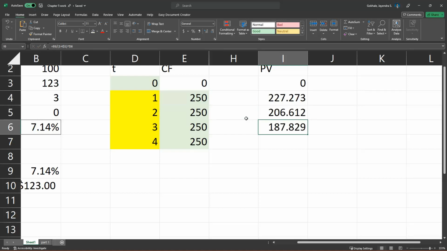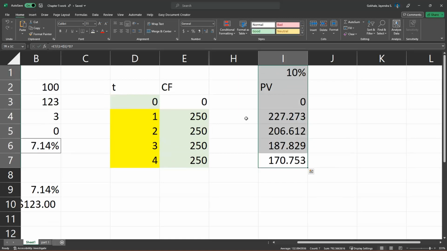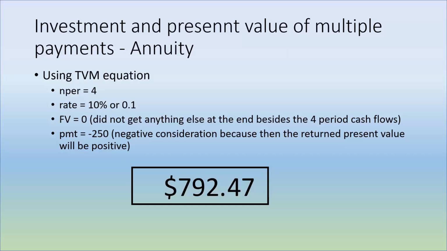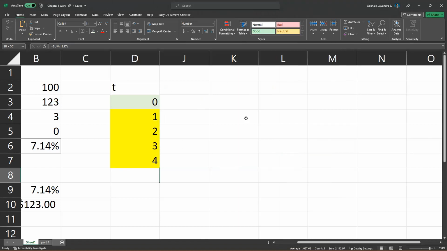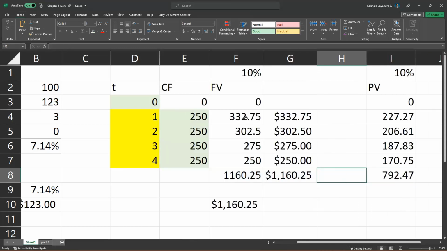250 divided by 1.1 to the power of 3. 250 divided by 1.1 to the power of 4. And then Ctrl+Shift+1 will make them 2 decimal places. Add them up with SUM. Of all the cash flows, 792.47, which is exactly what we got. But wait a minute. Alt OCU, unhide the cells. There are multiple ways to get it.